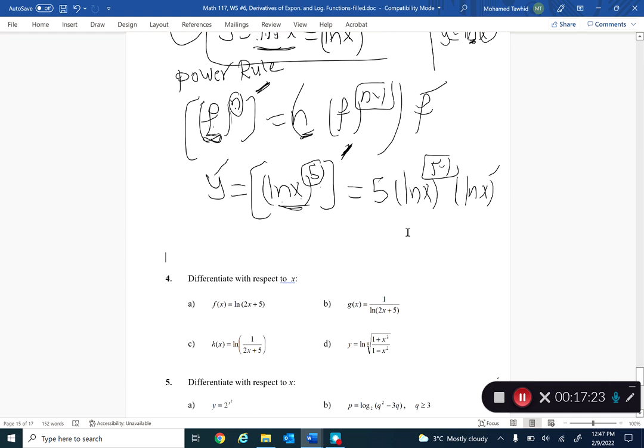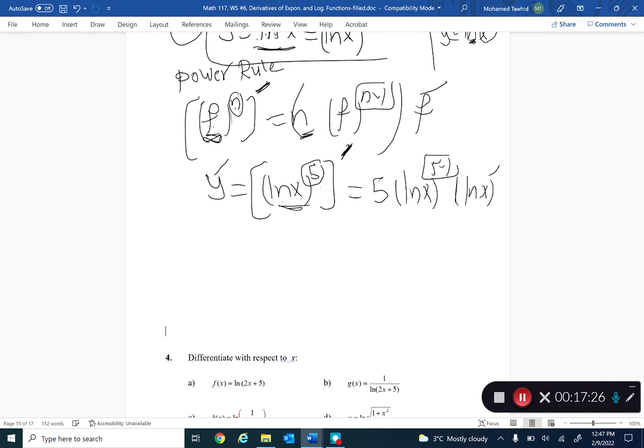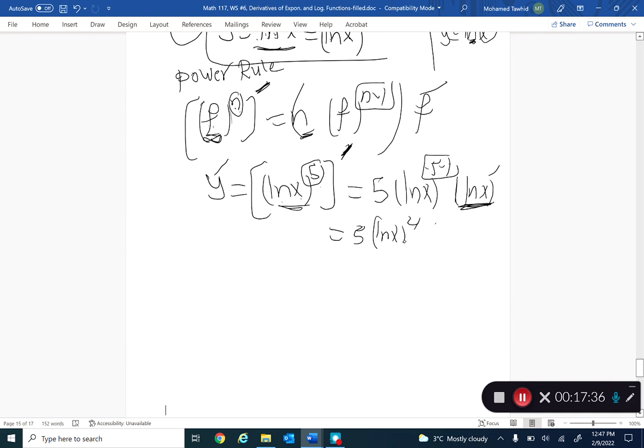So it will be ln x prime. Now you need to finish it. So you have here 5 (ln x) to the power 5 minus 1, and 5 minus 1 is 4. And what is the derivative of this? Here it will be 1 over x, what is your f inside? You have multiplied by x prime. 1 over x multiplied by x prime.